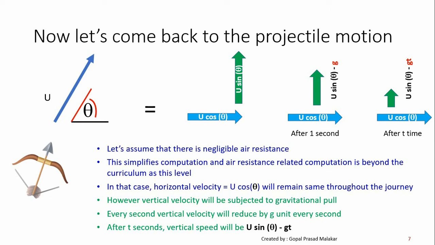So what will happen? Think of u sin theta minus gt. There will be some time when this u sin theta minus gt will become 0. Till that time it is going upward. Till that time u sin theta minus gt is positive, so it will keep going upward. But when u sin theta minus gt becomes 0, at that time the vertical speed will become 0 and the arrow will become horizontal.